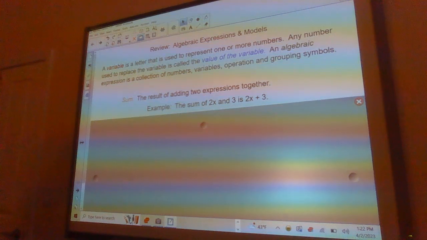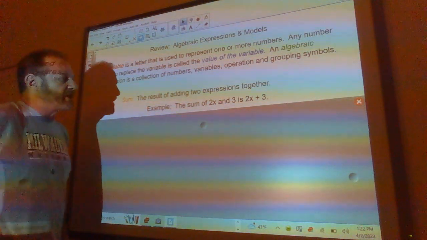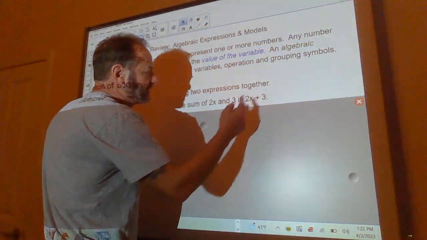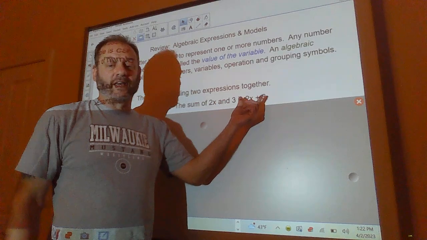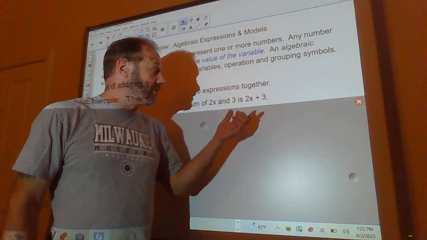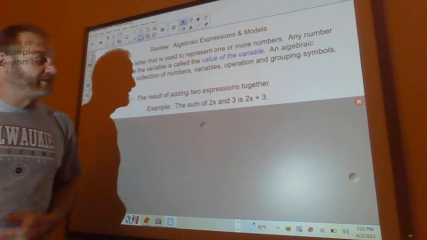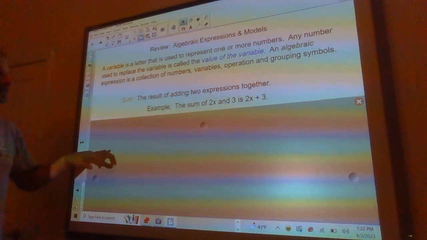Okay, remember the term sum is the result of adding two expressions together. So the sum of 2x and 3 is 2x plus 3. And of course, I can't simplify that any farther because those are not like terms. One of them has an x in it and the other one does not.